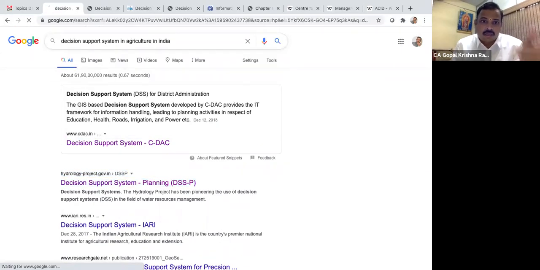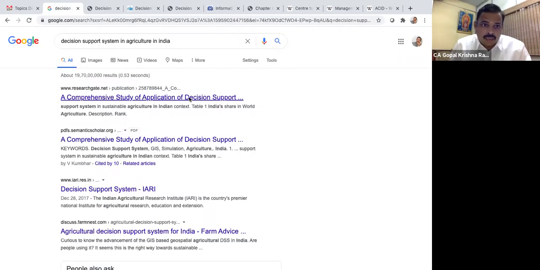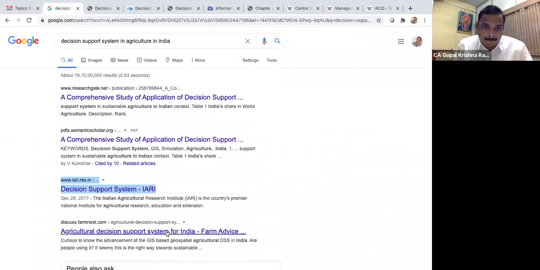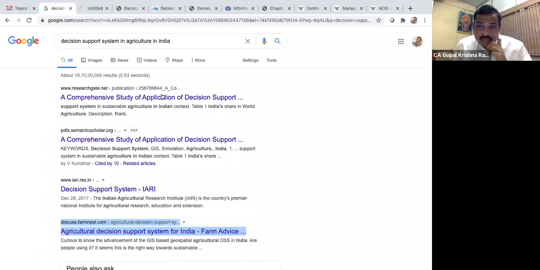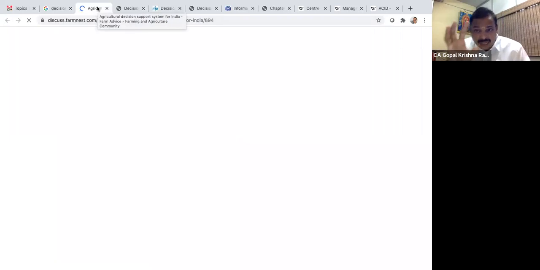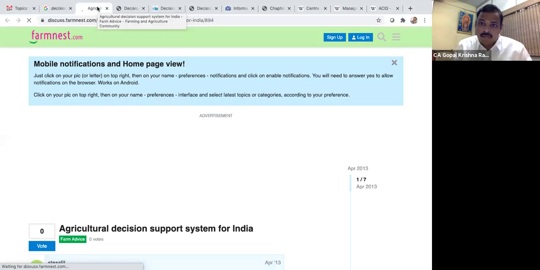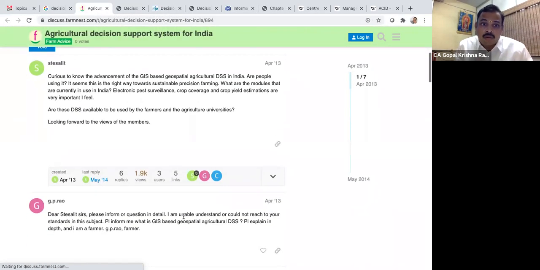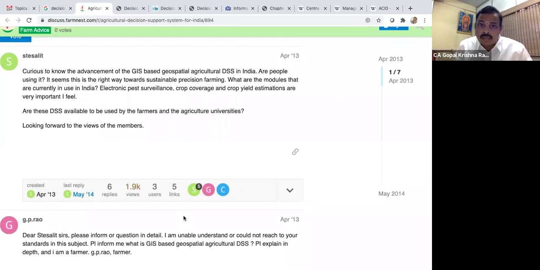See here. Look here. There are a lot of studies there. Now, I'll tell you about the Indian Agricultural Research Institute. Please go inside this and read. You will understand how agriculture decision support system will be helpful. I'll give you an example. Once you till the soil and put all the seeds in, please look at agricultural decision support system in India. Please go through and see what it is.